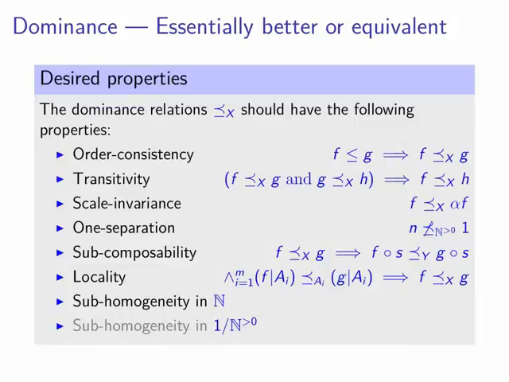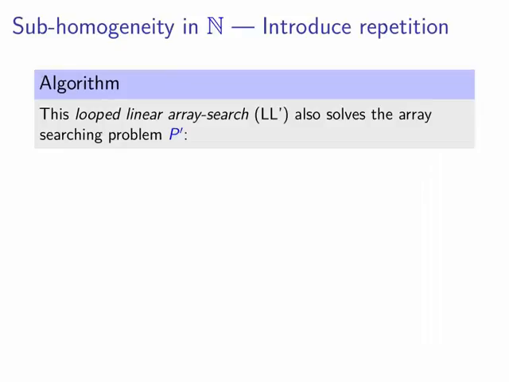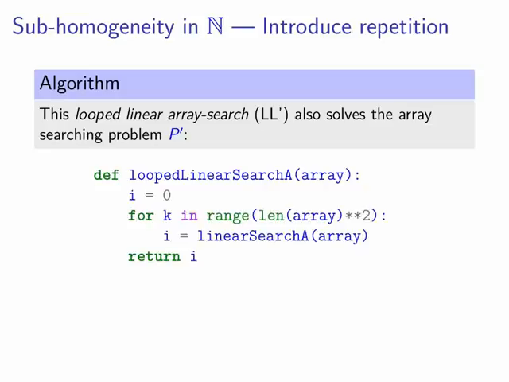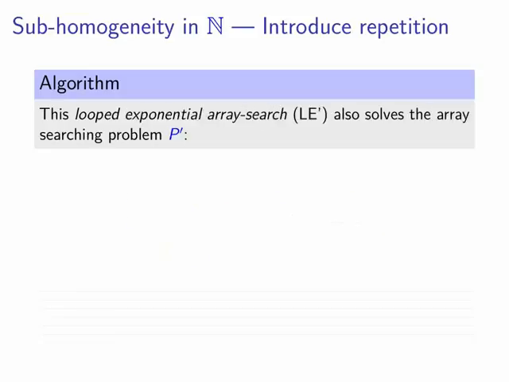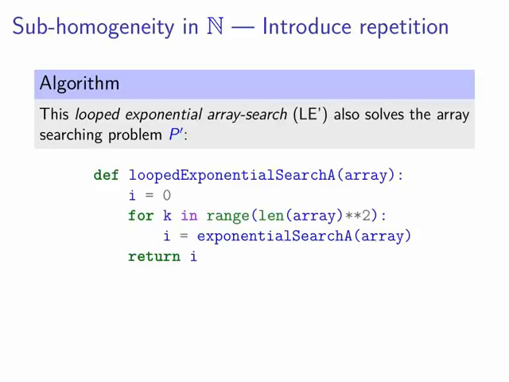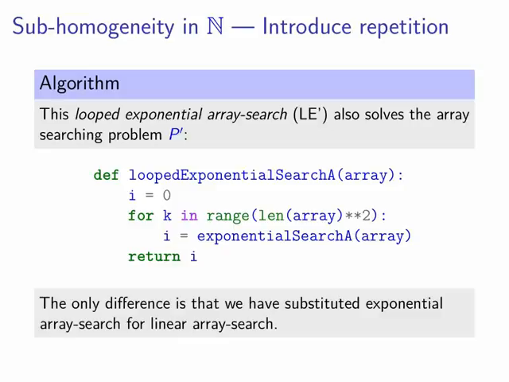The next property is subhomogeneity in N. Here's another way to solve the array search problem. A looped linear array search. In this version, we again do redundant work. We loop on the linear search and do this n squared times, where n is the length of the array. And here's the same thing, but using exponential array search instead.